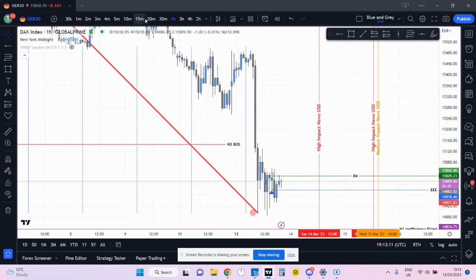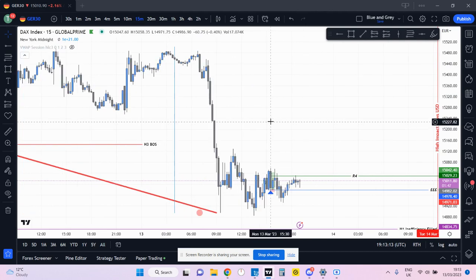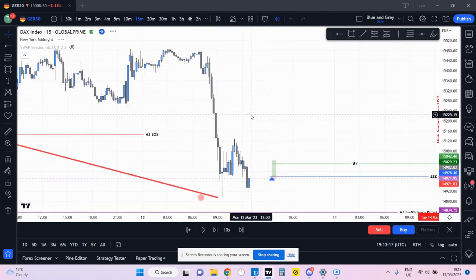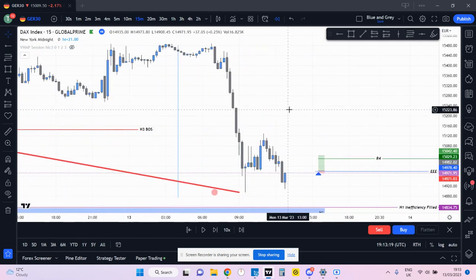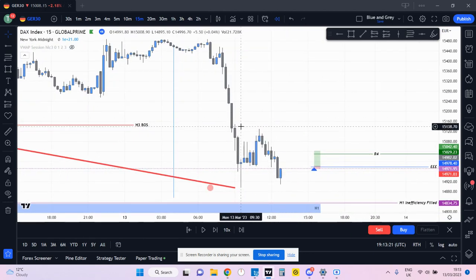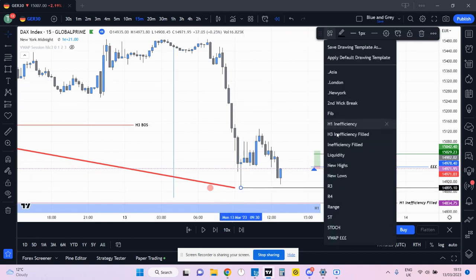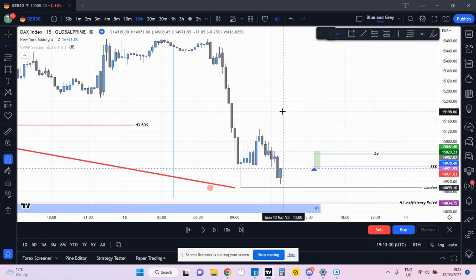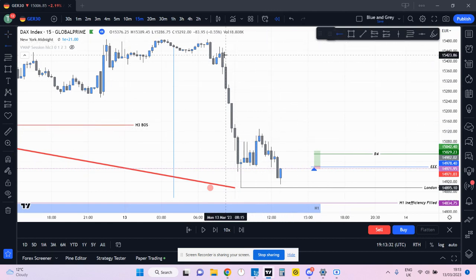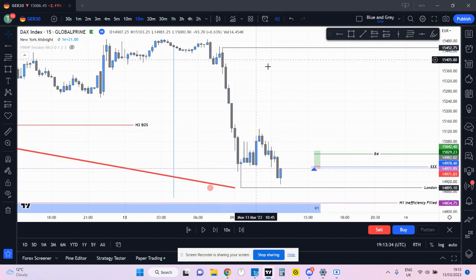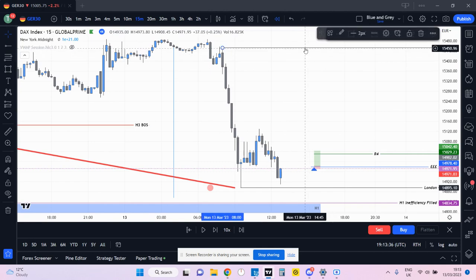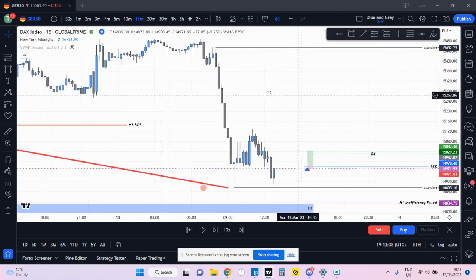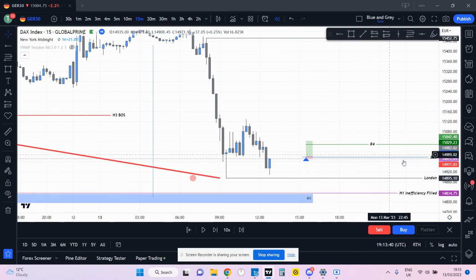Now, from a 15-minute standpoint, if we just delete some price here, this is what I'm seeing. London's put in this low at 9:30. And we've also got London's high, which is up here somewhere. So it's fair to presume that London's high isn't going to be grabbed today, but London's low could well be grabbed or respected. We don't quite know.